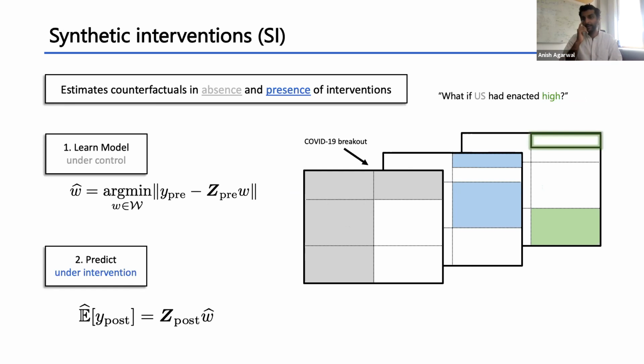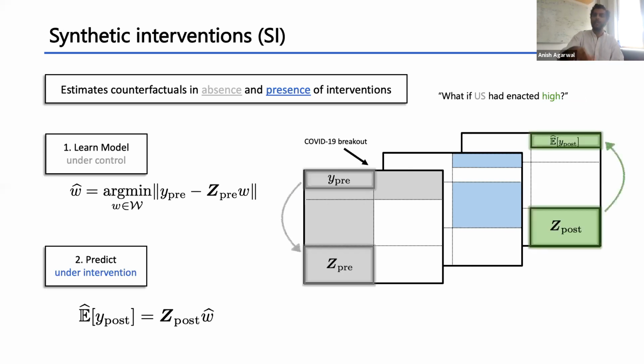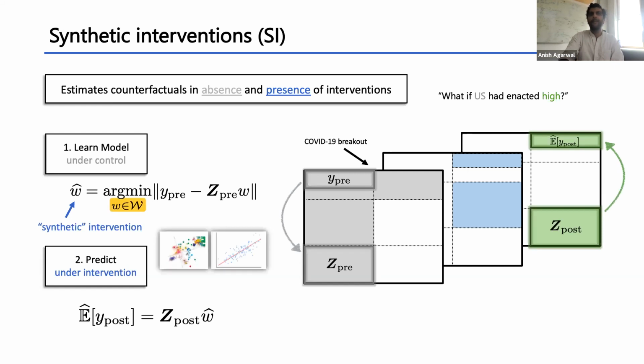Now, let's say you want to find out what happens to the US under high. Again, you repeat the same process, except now the difference is you look at the data of the countries that go through the green intervention or high intervention, whatever you want to call it, in the post-intervention period. So if you want to decide different interventions, you're simply picking out the right donor group. And the way you pick out the right donor group is by looking at what they do in the post-intervention period. And we call this W hat a synthetic intervention.